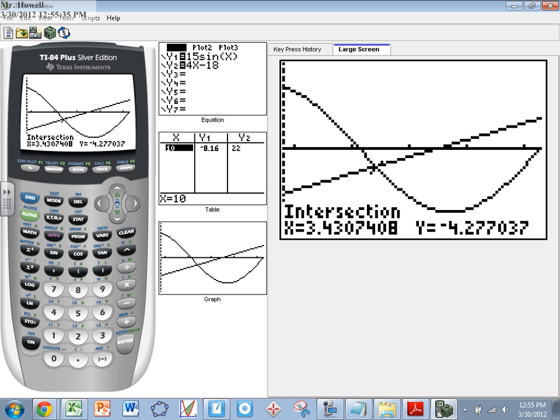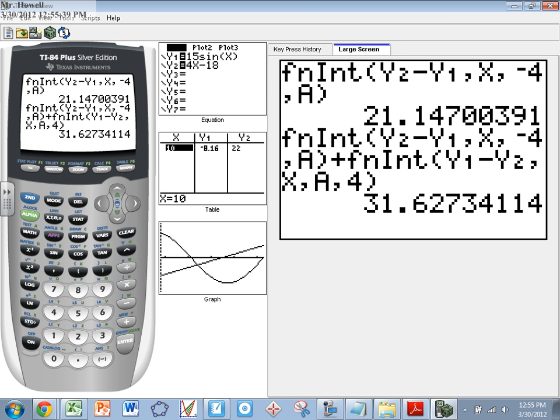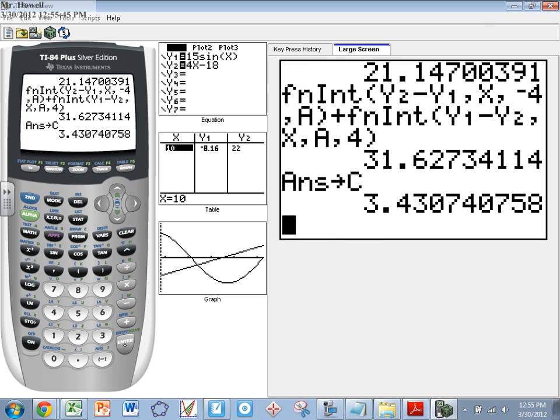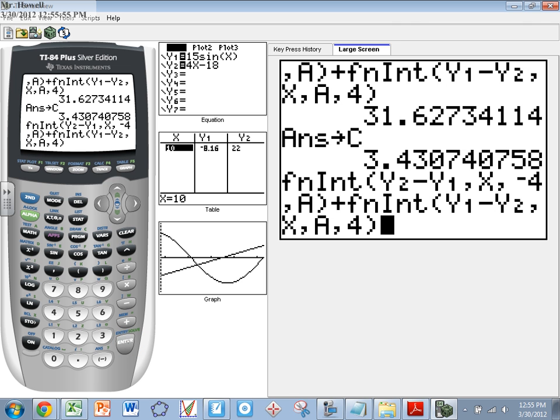Go to your home screen. Second quit. Press store right away. Press alpha C. We're storing it in C. Doesn't matter what we call it. Hit enter. There's our intersection. Now I want to call this one back up, don't I? I'll reuse this because it's already there. I'll just type over. So maybe I'll just press second enter, and it brings up the last entry. It always brings up your last entries. I'll go up here, and we had y1 minus y2.